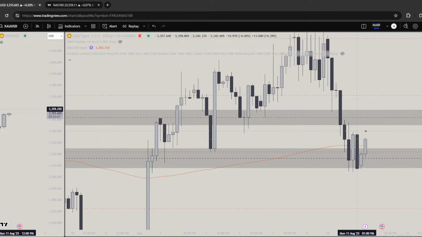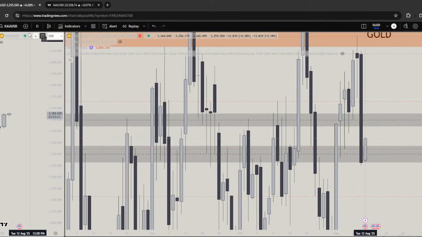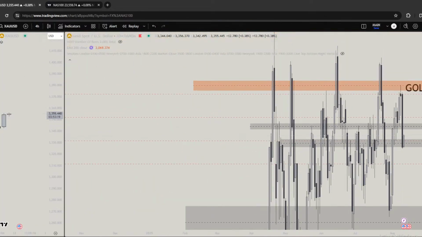Got these equal highs right here. That might come and just attack these highs, them equal highs.